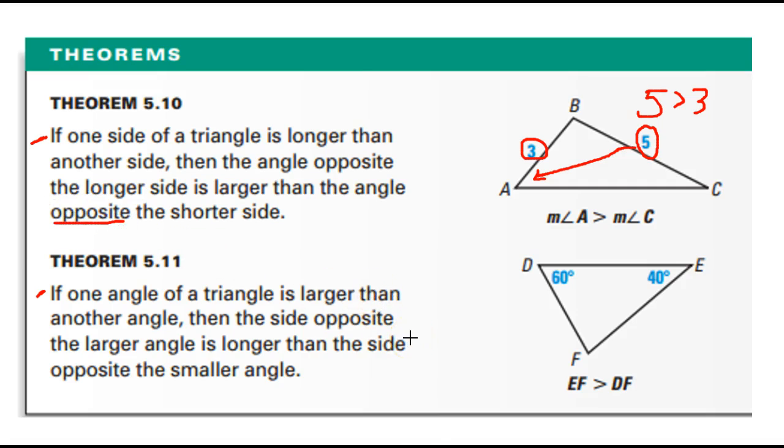The same thing works in the opposite direction. If you know the angles, then you know a relationship with the sides. So if one angle of a triangle is larger than another angle, the side opposite the larger angle is also larger than the side opposite the smaller angle. Again, you look at these two angles. 60 is bigger, so you could think of it like this: 60 is greater than 40. Therefore, the side opposite 60, which is EF, has to be bigger than the side opposite 40, which is DF. And so this is your conclusion.